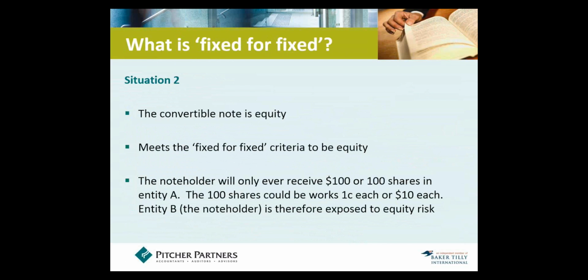If you look at the note holder side, the note holder will only ever receive $100 or 100 shares in entity A. So the 100 shares could be worth 1 cent each or $10 each. Therefore, entity B, the note holder, is exposed to a risk that is similar to equity risk, or a risk that an owner in the business would take.